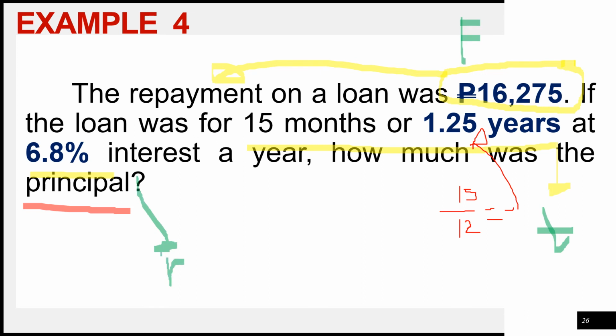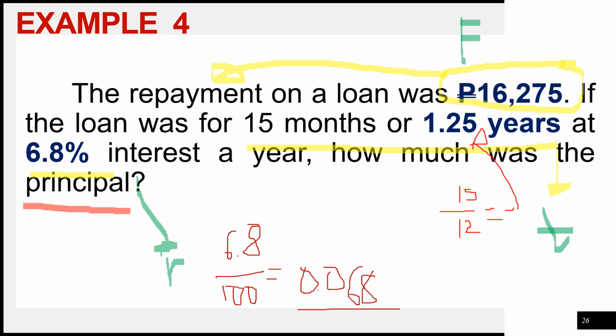Now, since we will be solving this problem with our rate in decimal form, then we will have to convert 6.8% into its decimal form. And we can do that by dividing 6.8 by 100. So we have 6.8 divided by 100. Then we get 0.068. Okay, so our rate is 0.068.